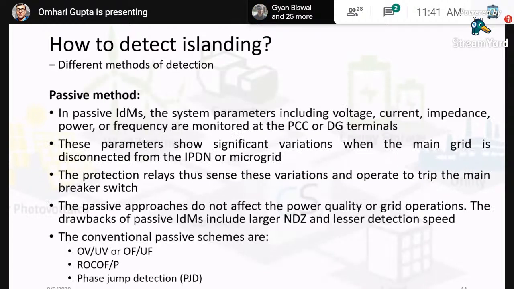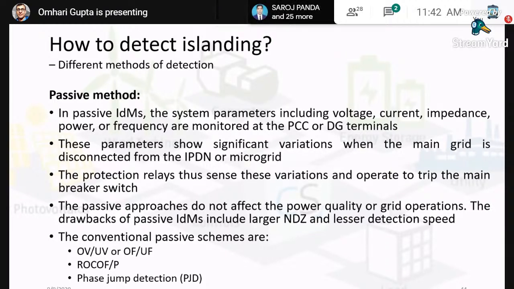Let us discuss something about the passive method. In this method, the system parameters, including voltage, current, impedance, power, or frequency, are continuously monitored at the point of common coupling. Okay. So just measuring the voltage and current will give you all these features. Say for example, voltage multiplied by current will give you power, voltage divided by current will give you impedance, and frequency can also be obtained out of the instantaneous voltage measurement. Okay, so those are the things you may easily obtain out of just CT and PT measurements.